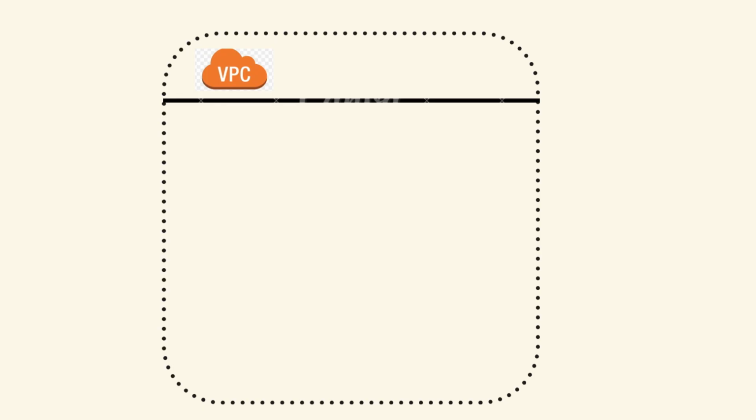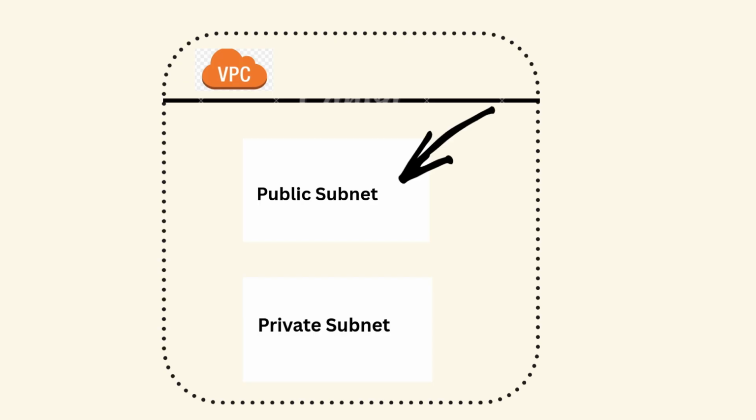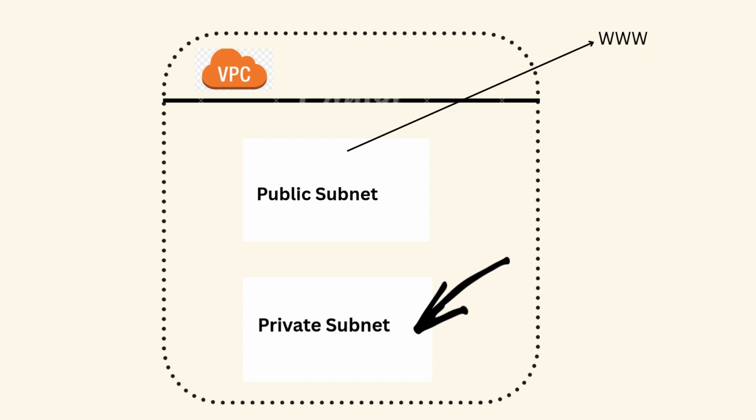Let's understand VPC with the help of a simple diagram. Inside a VPC, we have subnets. A subnet allows you to partition your network inside the VPC. First one here is the public subnet. This public subnet is accessible from the internet. This subnet can access the World Wide Web or it can be accessed by the World Wide Web. Another one is the private subnet, which is not accessible from the internet.